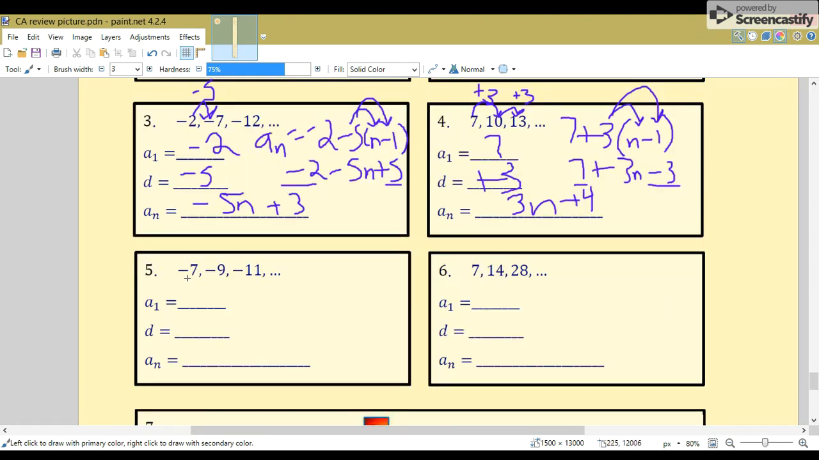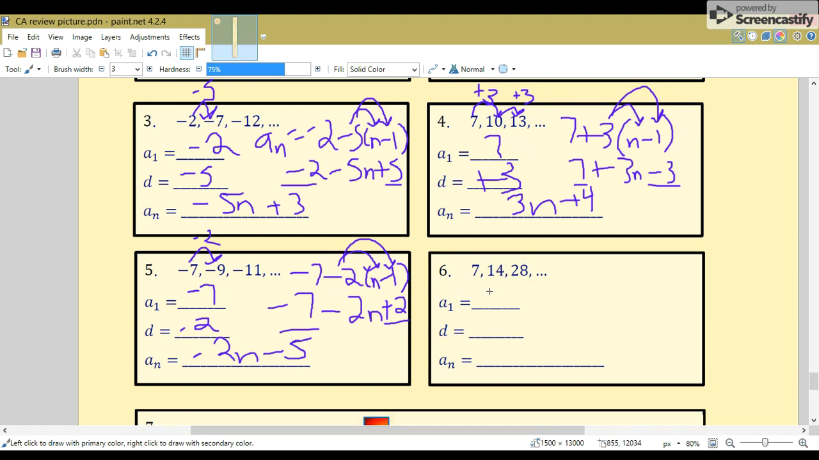Let's look at number 5. Negative 7, negative 9, negative 11. Our first term is negative 7. Our common difference is subtracting 2 each time. A of n, plug it into the formula. Negative 7 minus 2, parentheses, n minus 1. Distribute, multiply each term by negative 2. So I have negative 7 minus 2n plus 2. Combine like terms. Negative 7 plus 2 is a negative 5. So your equation is a of n equals negative 2n minus 5.